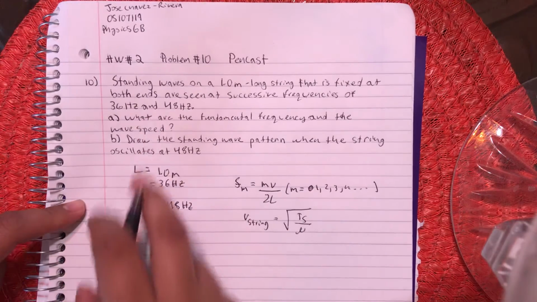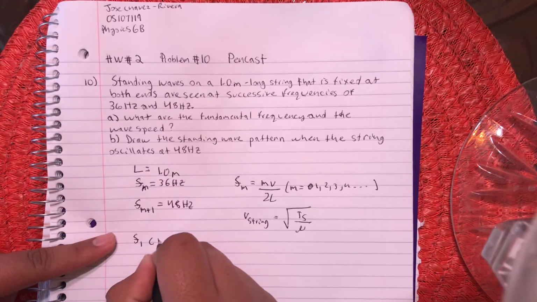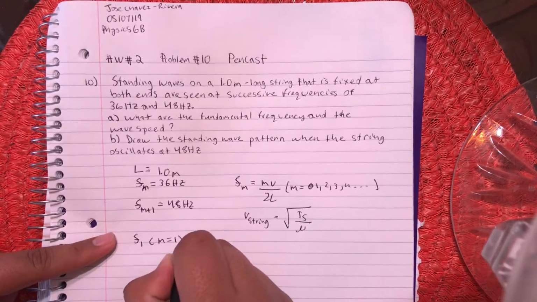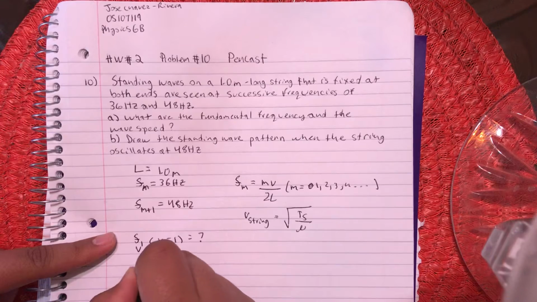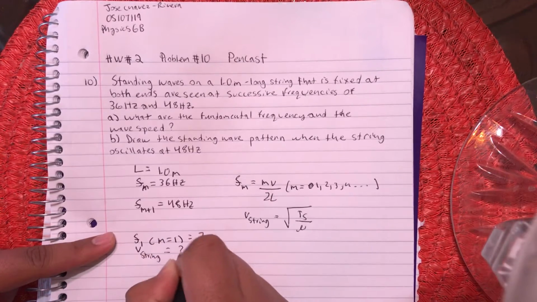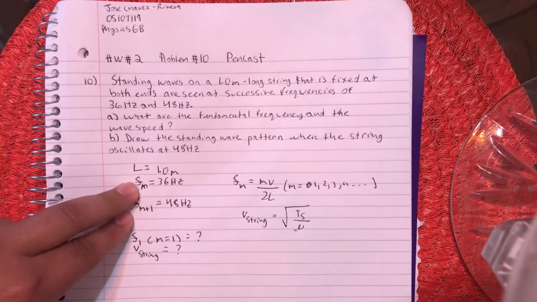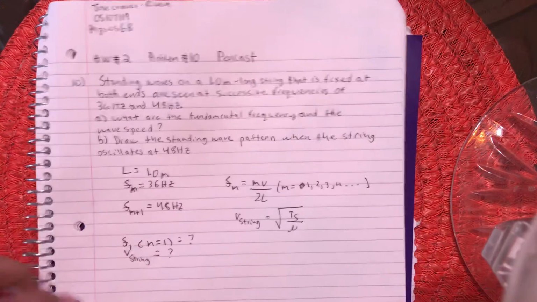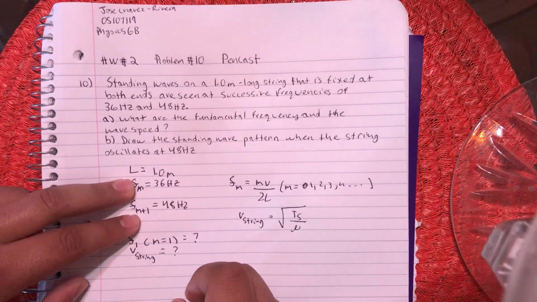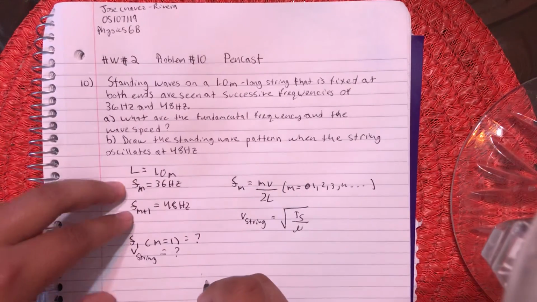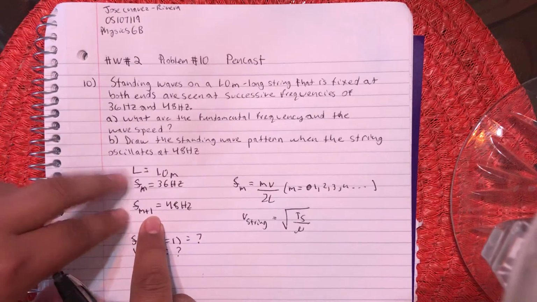So what we're trying to find is the fundamental frequency, so f of 1 basically. That's the fundamental frequency, because the fundamental frequency is where m equals 1. So we don't know what that is. And we're also looking for the wave speed of the string. So we don't know those two things. What we do have are the two frequencies that are given. And in order to get the fundamental frequency, we can subtract these two. The difference between these two will give the fundamental frequency.